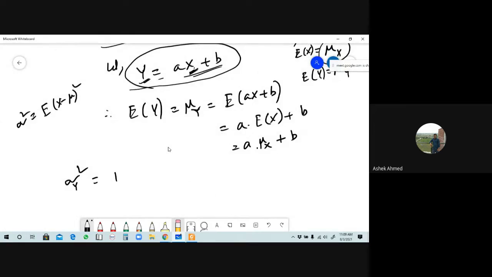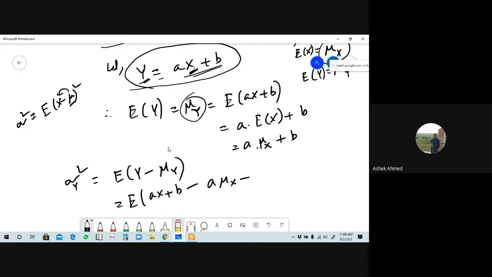So this will be, since this is the y variable, expectation of y minus what? We have to subtract the mean of y, just as mu was for the random variable x. The mean of y is mu suffix y. So this is the expectation of y. Y means ax plus b, and the value of mu suffix y will be a into mu x plus b. So this is a into mu suffix x plus b.